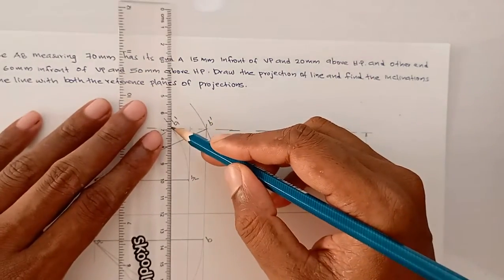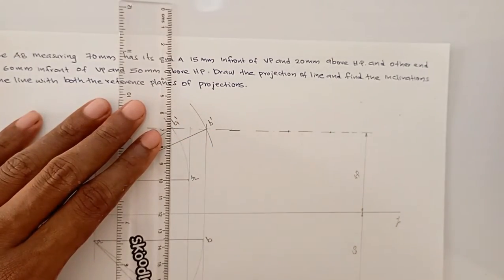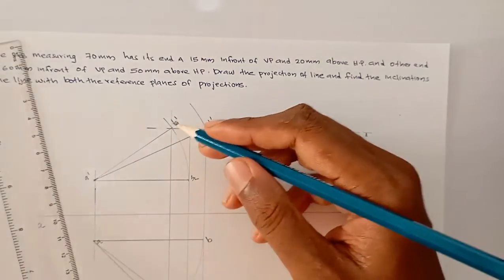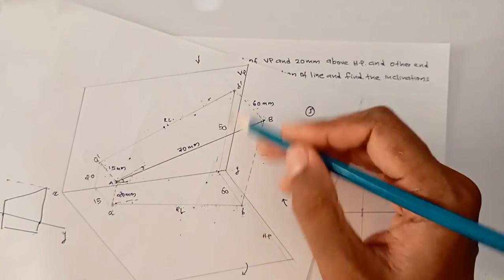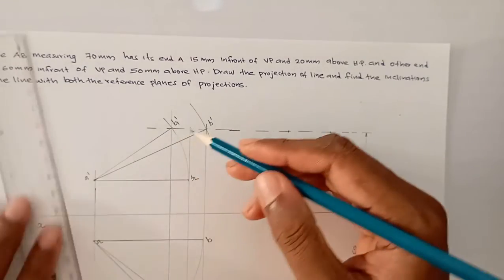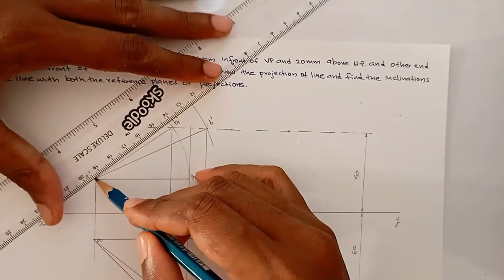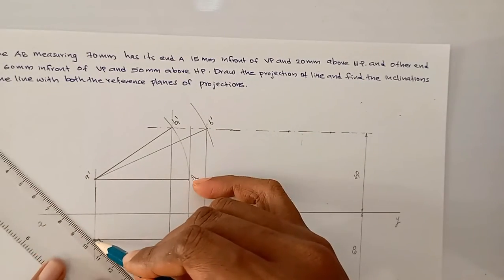When you draw a line, both the points will be in a straight line. Why? Because this is the front view and this is the top view. This will be in the straight line, right? This is the front view, this is the top view. It will be in the straight line. So you have to darken this line. This is the original position of the line.